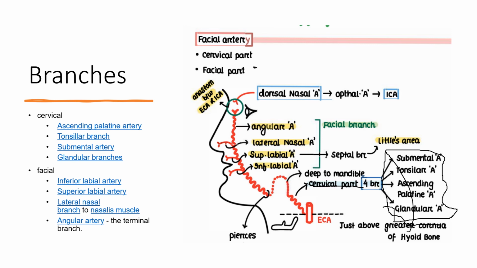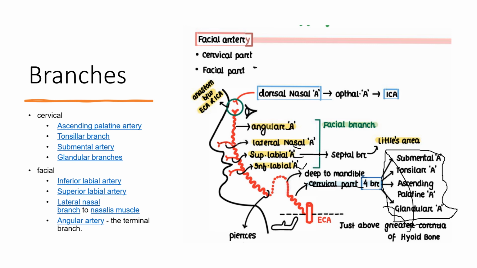And now the facial branches of the facial artery. We have four: inferior labial artery, superior labial artery, lateral nasal artery, and the angular artery. You can see in this diagram, this is the angular artery, this is the lateral nasal artery, superior labial artery, and the inferior labial artery.